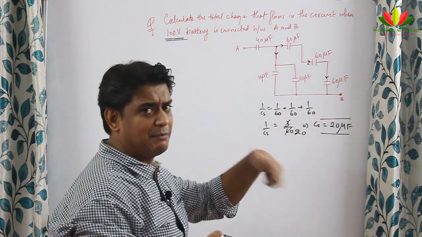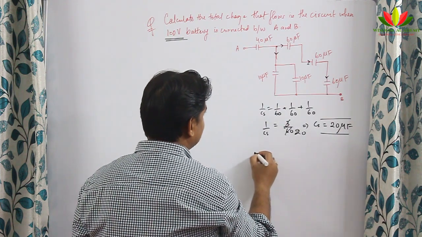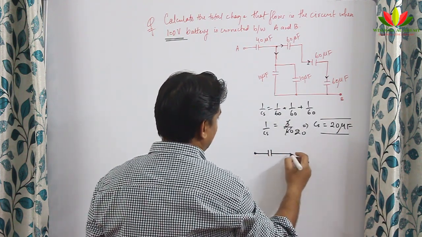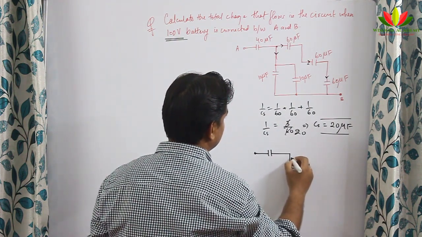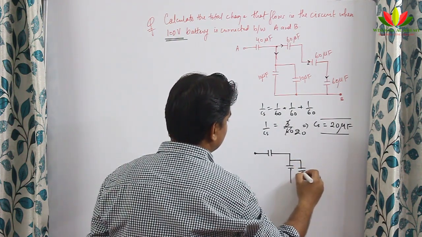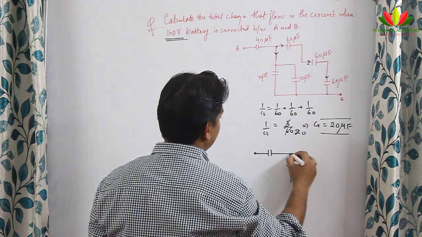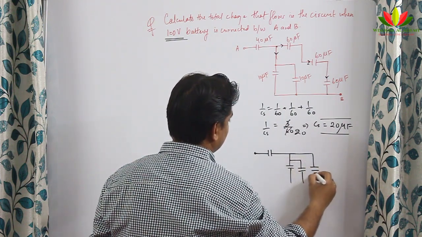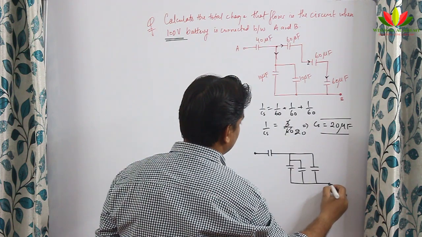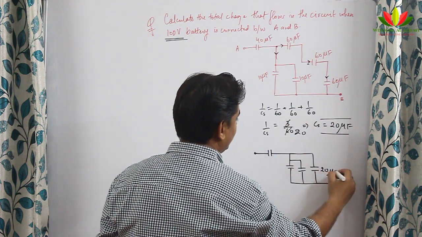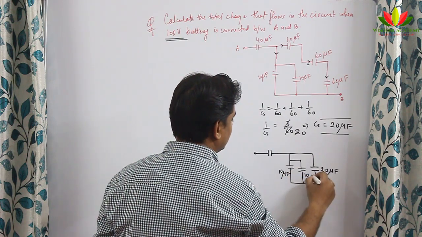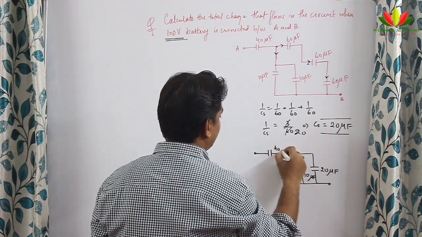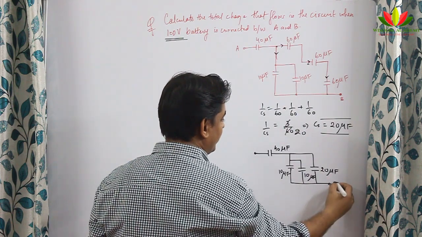Now let us draw a simplified diagram once again, and I will get it like this. Here 40 is there, and here already 10 is there, and another 10 is there, and now we have found the 20 microfarad. Like this we have made. This is 20 microfarad. These two are given as 10 and 10. And this is 40 microfarad. This is a simplified circuit between A and B.